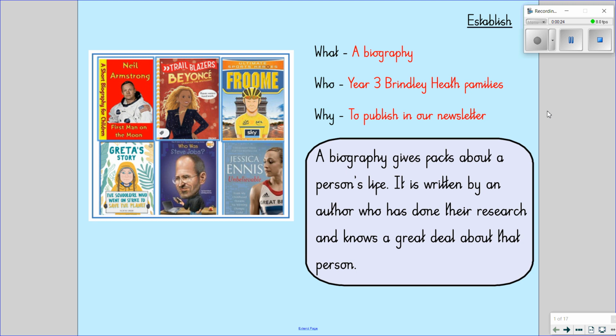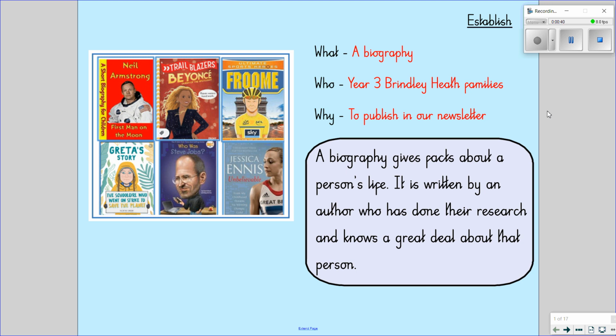We are going to do a biography. We are going to write it for other Year 3 Brindley Heath families and children, and we're going to publish some of our examples in our newsletter. So you're writing for the audience of Brindley Heath families.